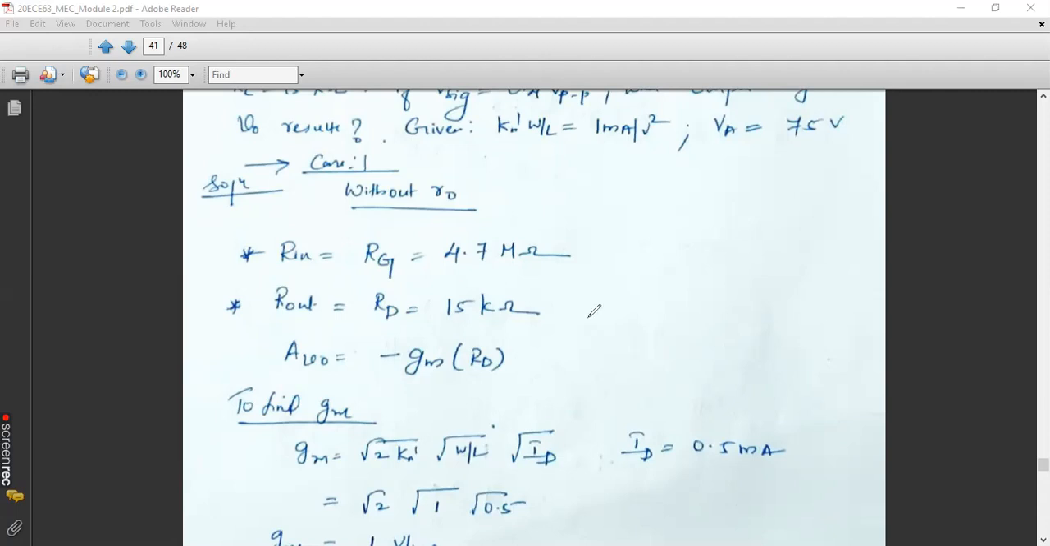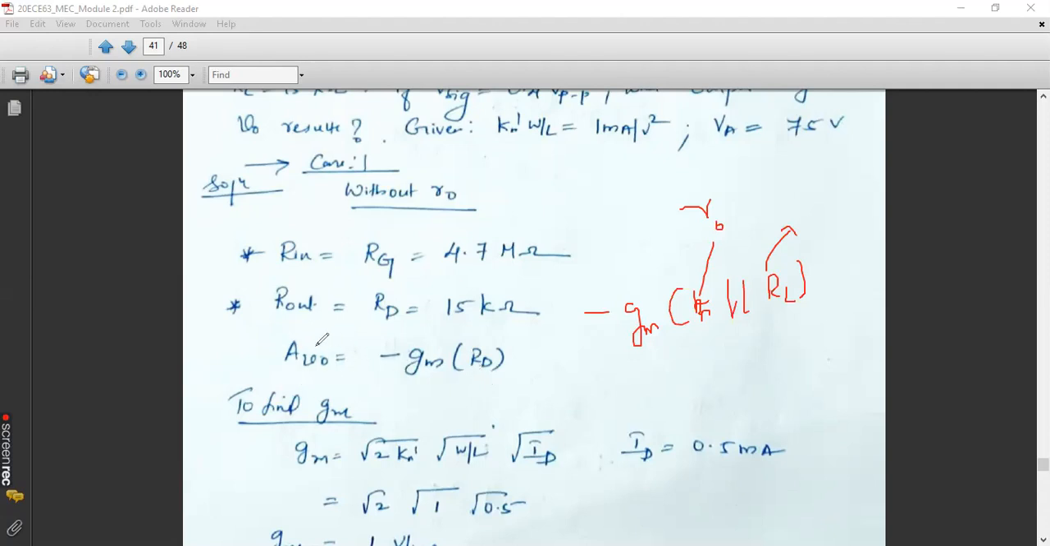In that I will neglect RL, because AV's equation is minus Gm into Rd parallel RL, but I will not take RL into our consideration. So I will neglect this, so that equation will become minus Gm into Rd alone. And also R0 is neglected. Otherwise, R0 should be there here. It will be R0 parallel RL parallel RD. Here, this is the without R0 case. So I need to take only RD in this particular equation. So minus GM into RD.